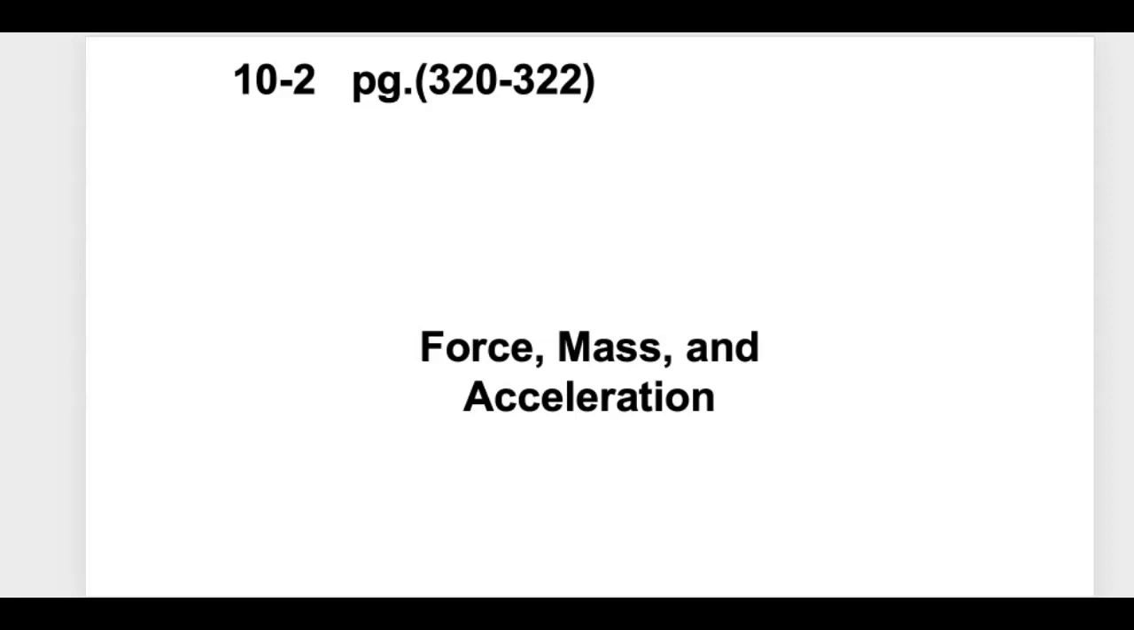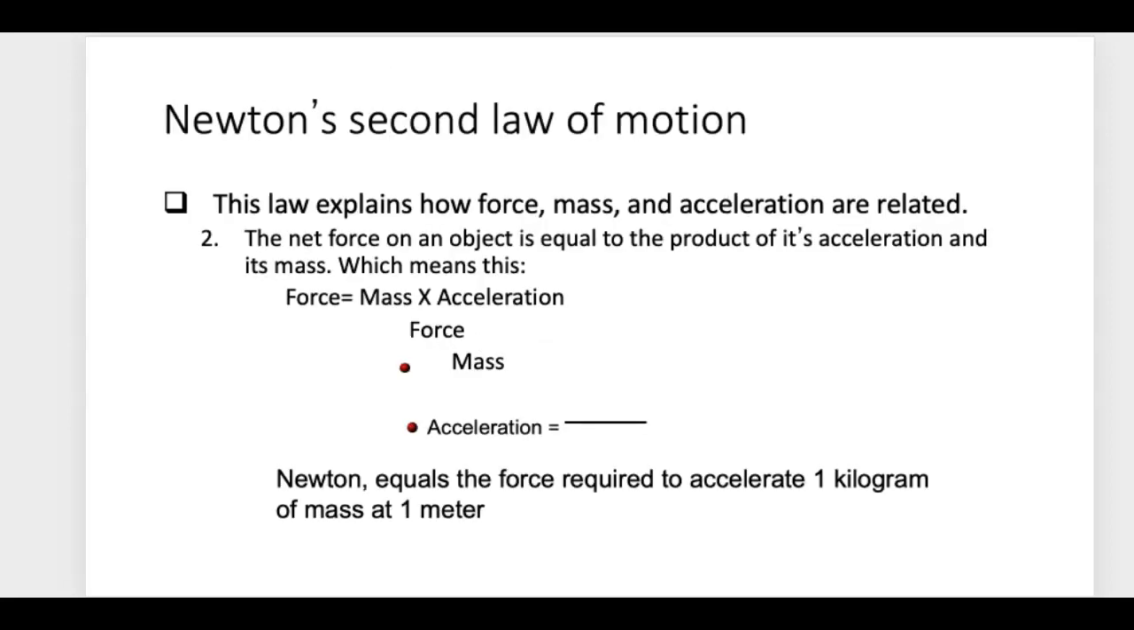Okay, chapter 10, section 2 is about Newton's second law of motion, which is looking at the relationship between force, mass, and acceleration. Newton's second law of motion explains how force, mass, and acceleration are related. The net force on an object is equal to the product of its acceleration and its mass, which means force is equal to mass times acceleration.